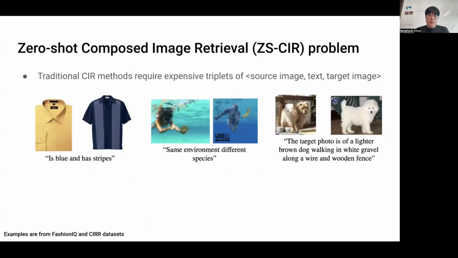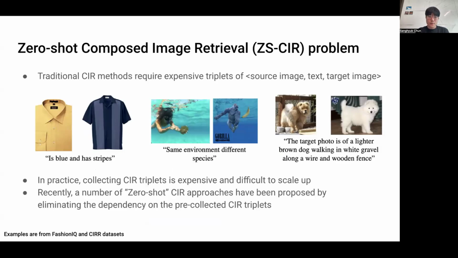Traditional CIR methods require expensive triplets of source image, text instruction, and target image. So we call these CIR triplets. In practice, collecting these CIR triplets is expensive and difficult to scale up. Recently, a number of zero-shot composed image retrieval approaches have been proposed by eliminating the dependency on the pre-collected CIR triplets.